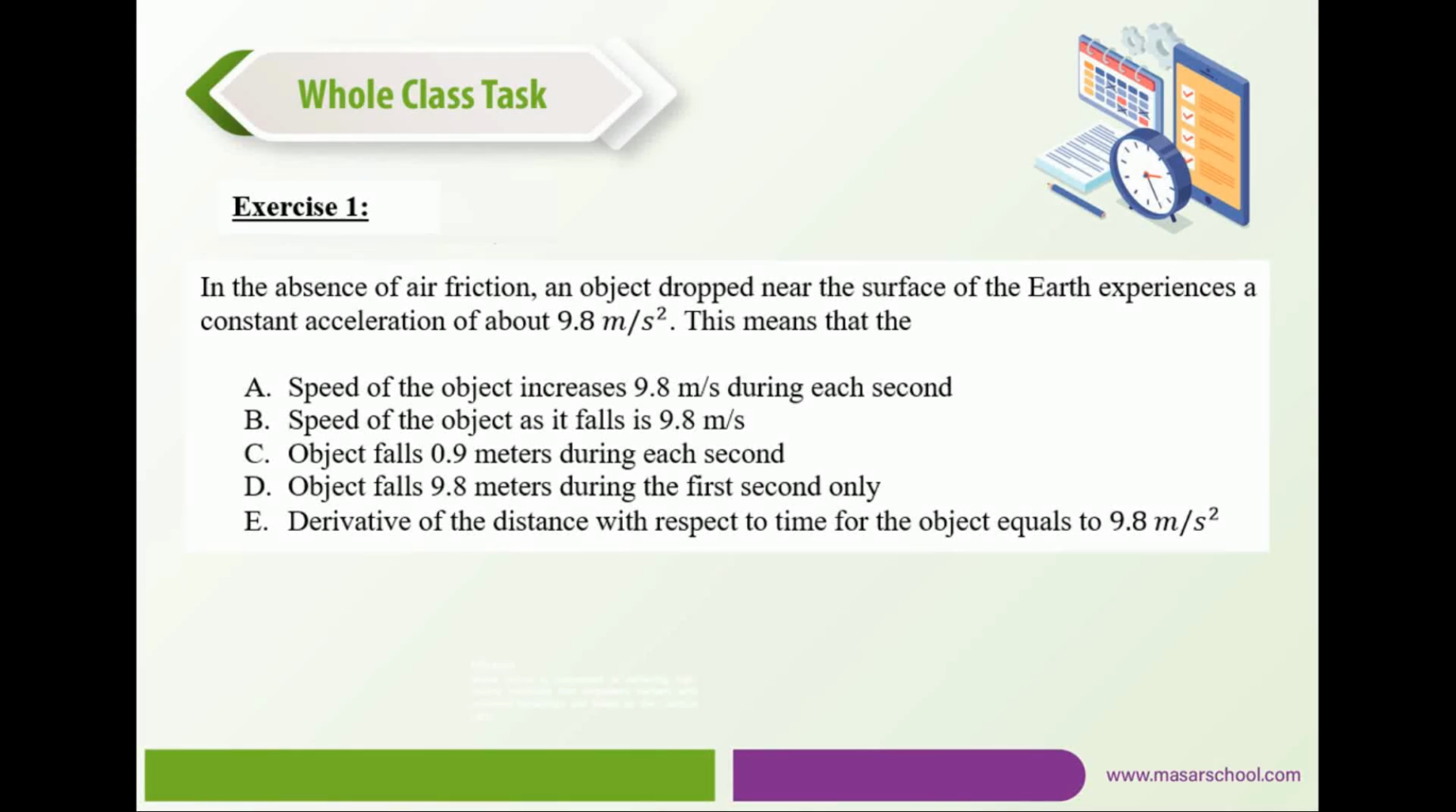In the absence of air friction, an object dropped near the surface of the earth experiences a constant acceleration of about 9.8 meters per second squared. This means that, if you check all the options, the speed of the object increases 9.8 meters per second each second, and the correct answer in this case would be A.